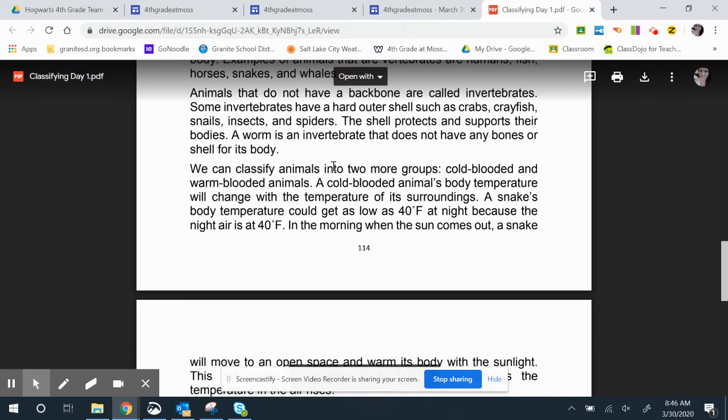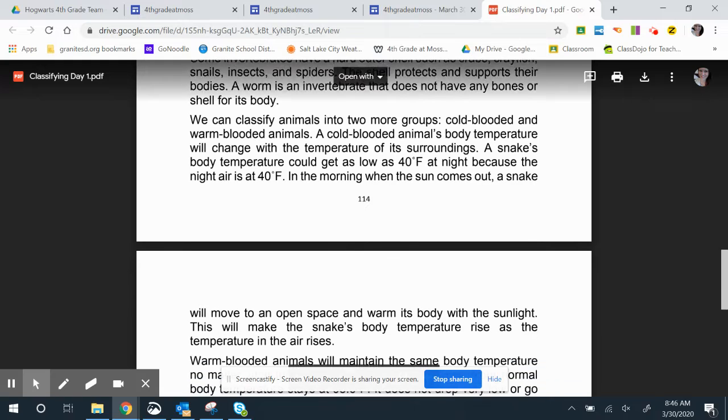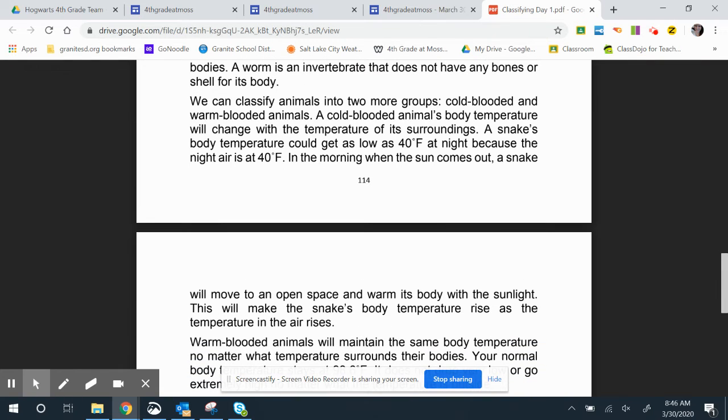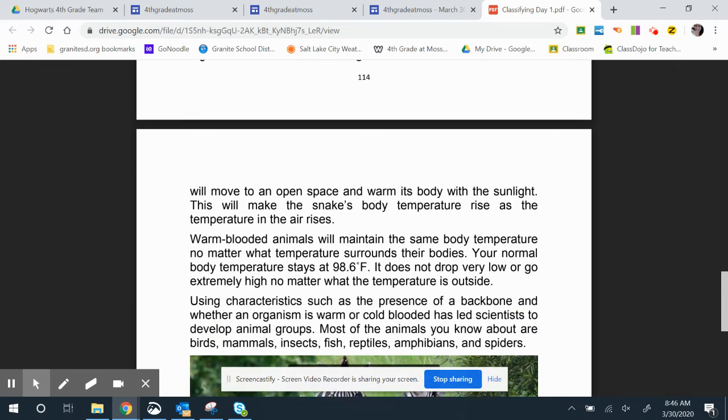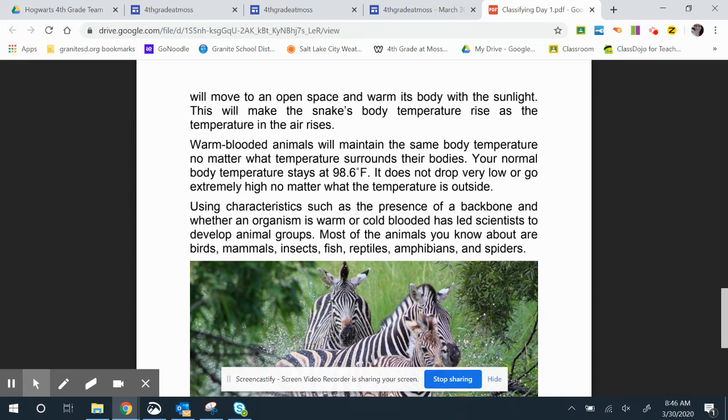We can classify animals into two more groups, cold-blooded and warm-blooded animals. A cold-blooded animal's body temperature will change with the temperature of its surroundings. A snake's body temperature could get as low as 40 degrees Fahrenheit at night because the night air is 40 degrees. In the morning when the sun comes out, a snake will move to an open space and warm its body with the sunlight. This will make the snake's body temperature rise as the temperature in the air rises.